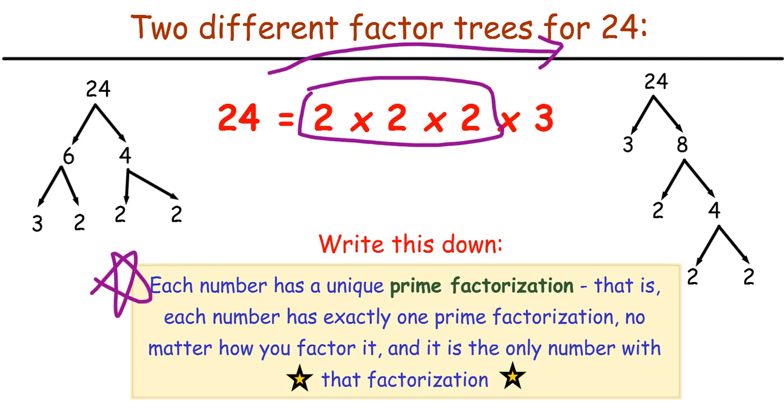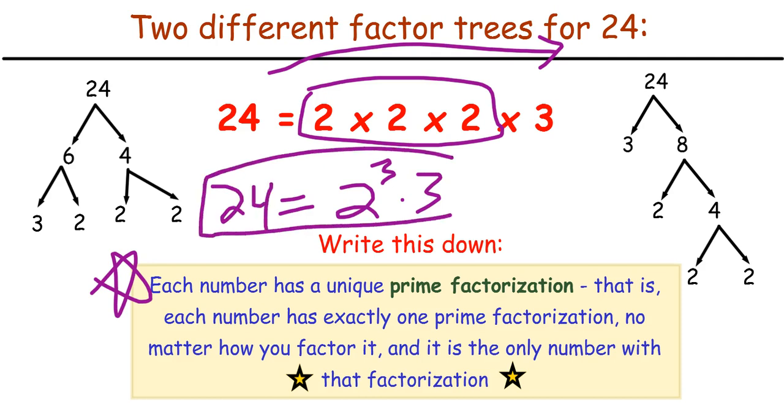The other thing is that we want to take strings of primes that are identical and condense them into exponents whenever we can. So 2 times 2 times 2 is actually 2 to the third. Mathematicians very frequently use things like exponents to make long strings of multiplication a whole lot shorter. So we use exponents when we can, and we write our primes from least to greatest.